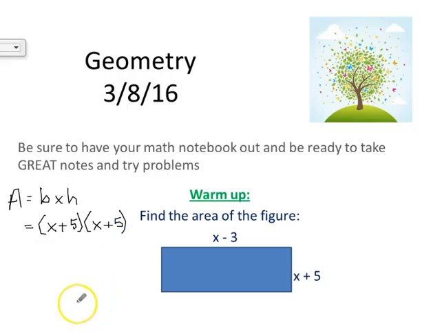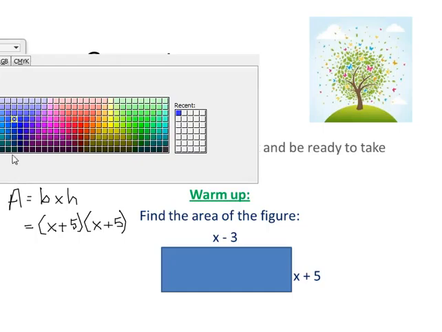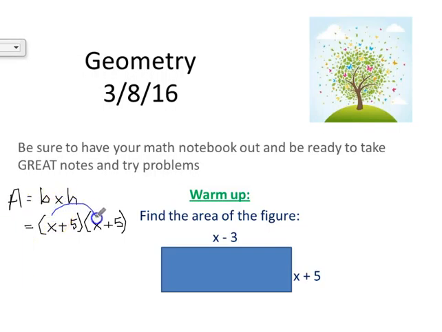All right, so we can go ahead and distribute. Remember, that means we take the first term in the parentheses and multiply it times the first term in the second set of parentheses. So x times x is x squared. Then we take that first x and multiply it by the second term in parentheses. So x times 5 is 5x, and then we do the same with the second term, that 5. We take 5 and multiply it times x, which again is 5x, and then 5 times 5, which is 25. And last but not least, we need to combine our like terms.